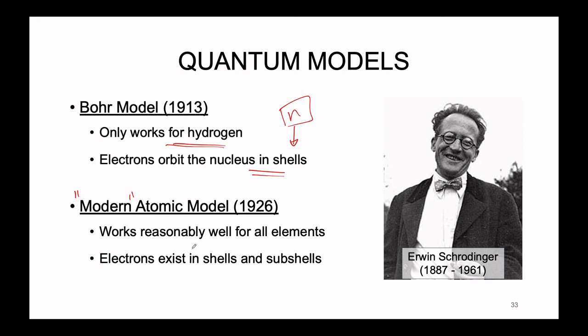We are going to be introducing Erwin Schrödinger et al.'s method that works pretty well to describe the construction of all elements, as well as it does a pretty good job at describing how all elements interact with energy. The major difference between Bohr's model and Schrödinger's modern atomic model is that now we are shifting the perspective a little bit and saying that electrons don't just exist in shells, so those values of n, but also exist in what we call subshells.